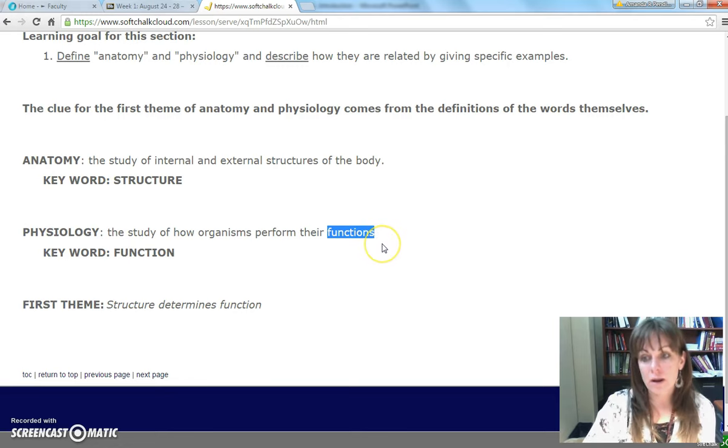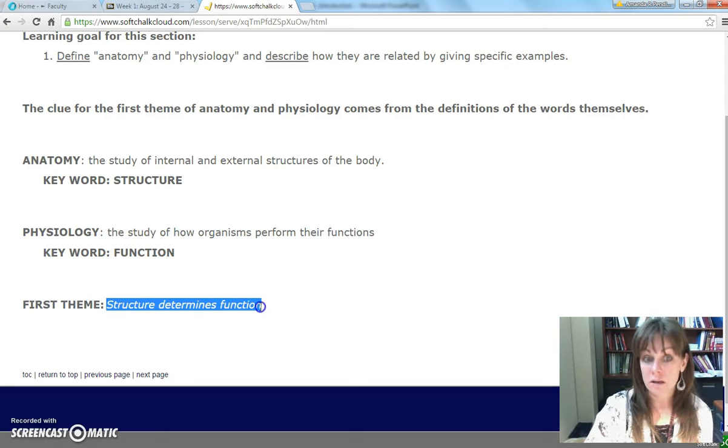Now, the reason why we teach anatomy and physiology together is because of this really important thing, and it's your first theme for the entire course, both this semester and next semester, which is that structure determines function.